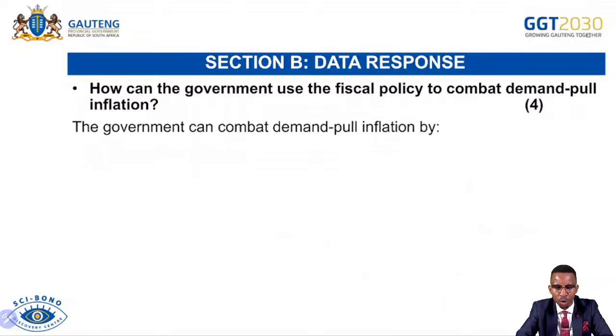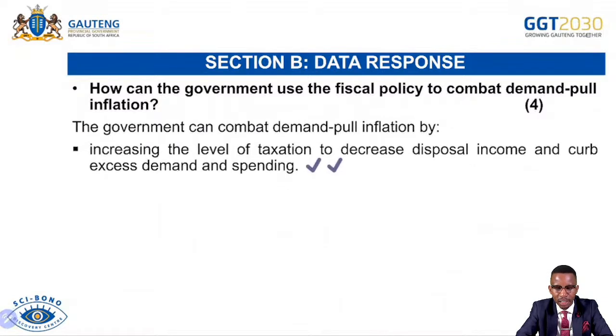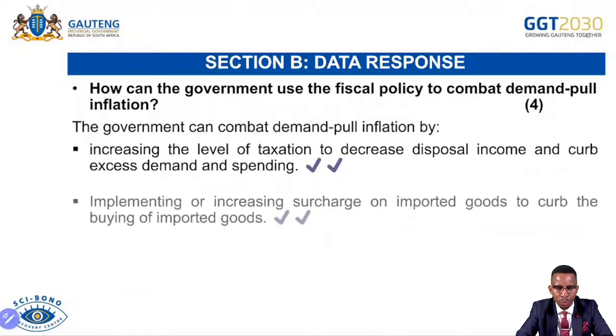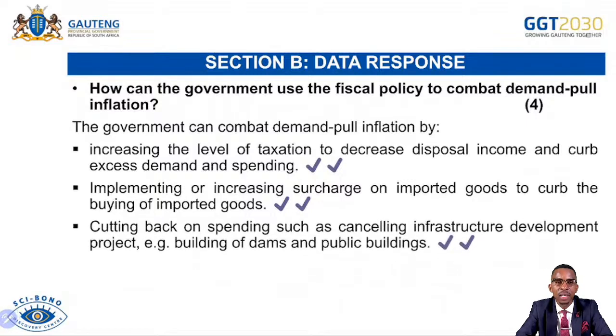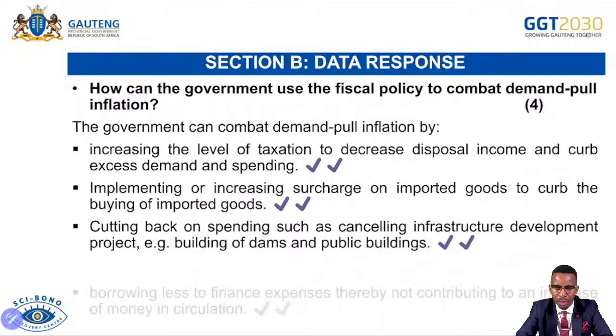The government can combat inflation by increasing the level of taxation to decrease disposable income and curb excess demand for goods and services or spending. Implementing or increasing surcharges on imported goods to curb the buying of imported goods and services. So ensuring that more import restrictions are put in place so that consumers cannot demand most imported goods. Cutting back on spending, such as cancelling infrastructure development projects, e.g. building of dams and public buildings.